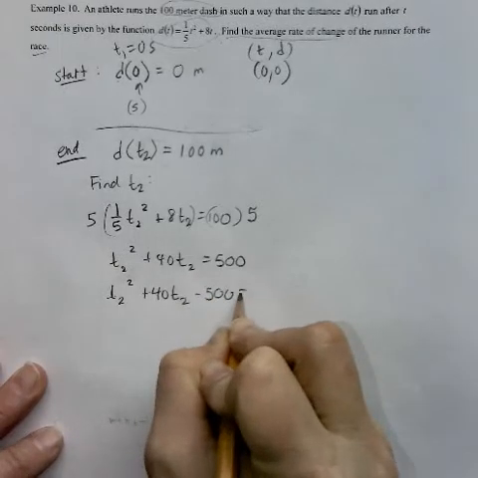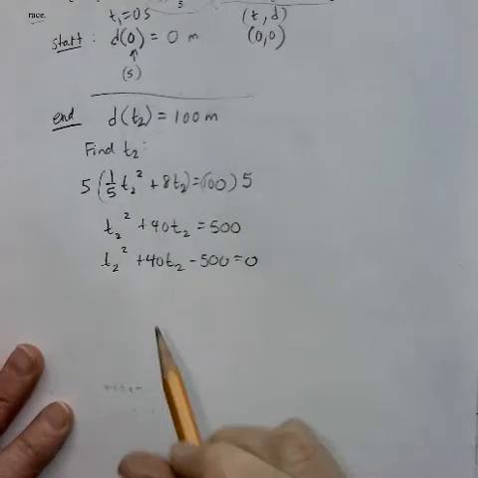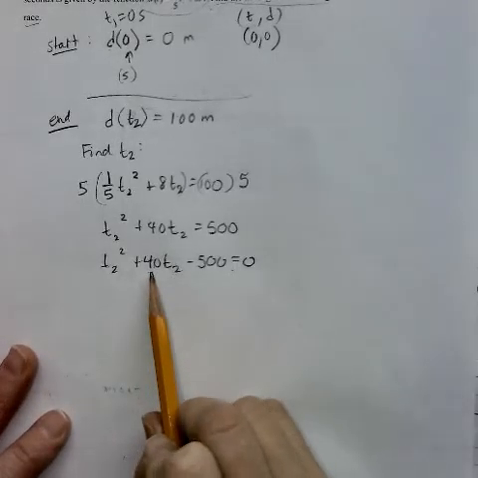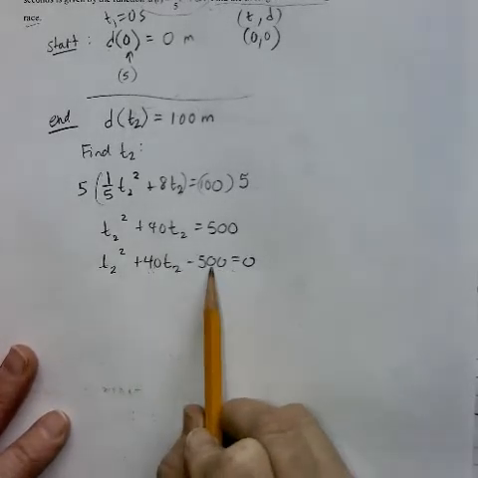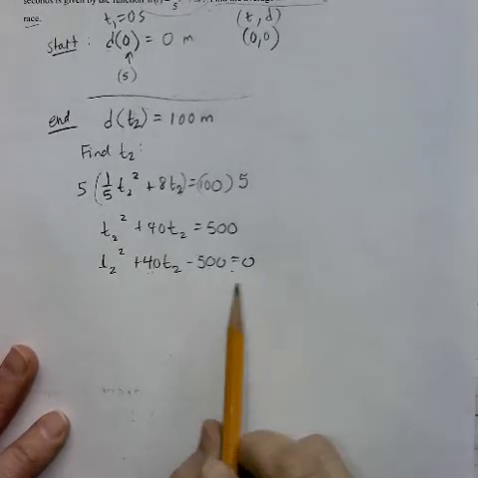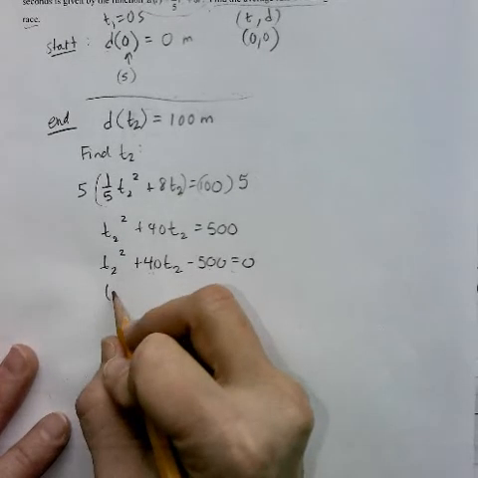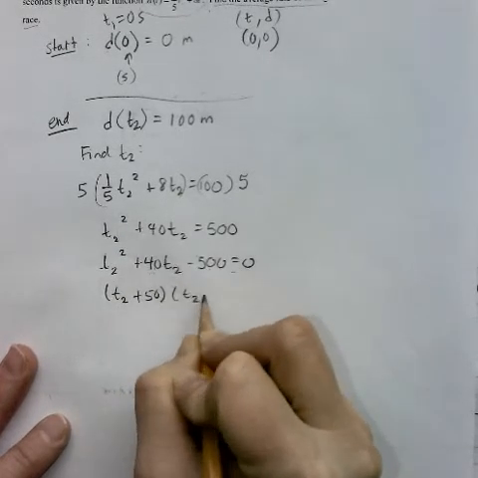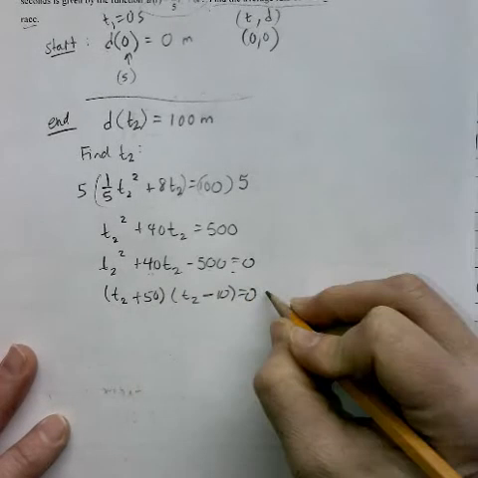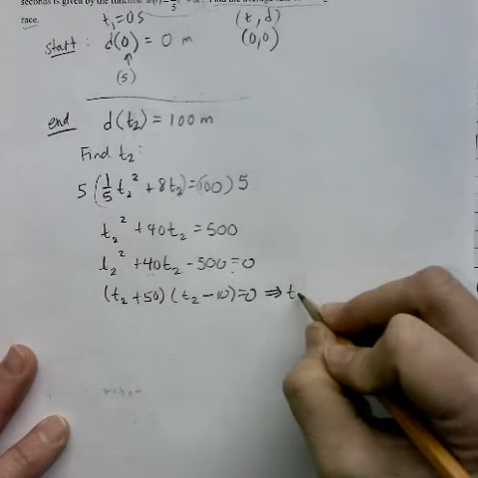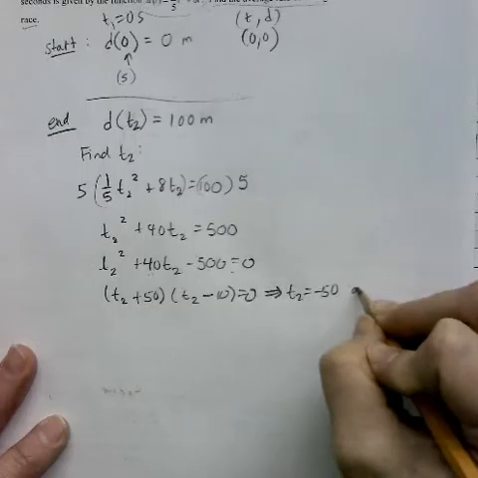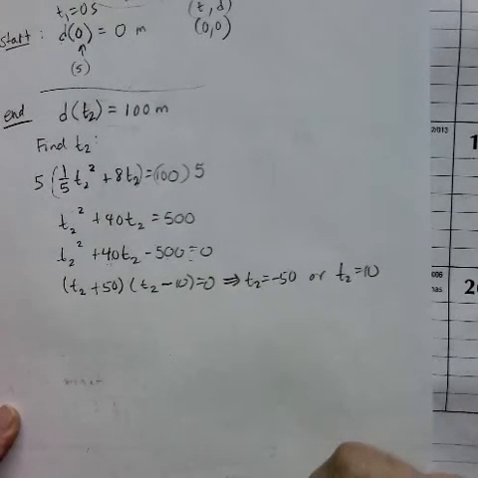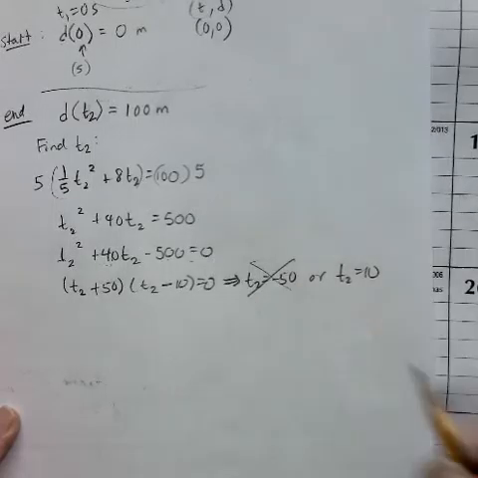And then if this does factor, we'll find factors of negative 500 that add up to 40, which we can find. It would be 50 and negative 10. If that didn't factor, then go ahead and use the quadratic formula. So we've got T2 plus 50 times T2 minus 10 equals 0, which implies T2 is negative 50 or T2 is 10. And of course the negative 50 doesn't make sense. We can't go back in time. And so it took him 10 seconds to run the race.